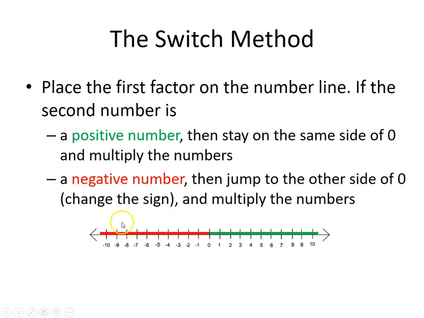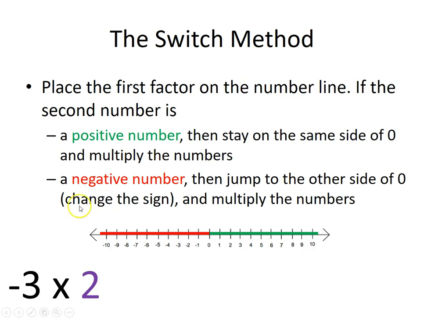Now, if the first number is negative and the second number is positive, we'll still stay on the same side. The switch is all about the second number. So you take the first number, you figure out where it's at on the number line, and then if the second number is negative, you switch sides. Let's look at what this looks like, because I think it's easier if we take some examples.